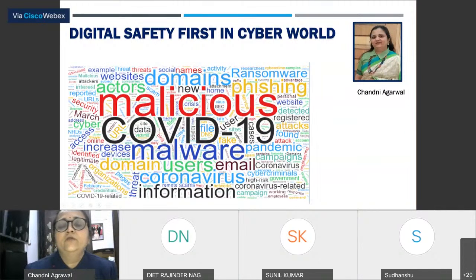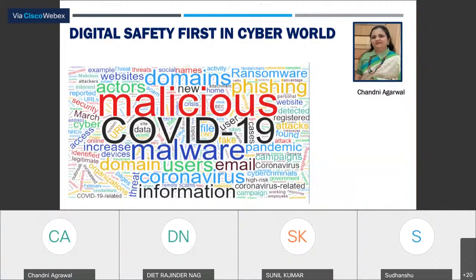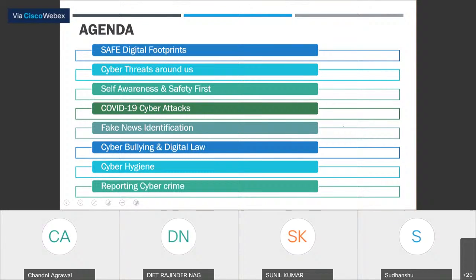Obviously, in our day-to-day life, we encounter so many things. So let's start with this. Digital safety first in the cyber world. It is a much more required concept when we are spending most of our time in the virtual world rather than in the real world. The agenda for today's presentation is knowing about safe digital footprints, cyber threats around us, and self-awareness and safety first. So we are trying to make you aware of safety when we are online. Then we will discuss some COVID-19 cyber attacks, how to identify fake news, cyber bullying and digital law, cyber hygiene, and at the end, how to report a cyber crime.